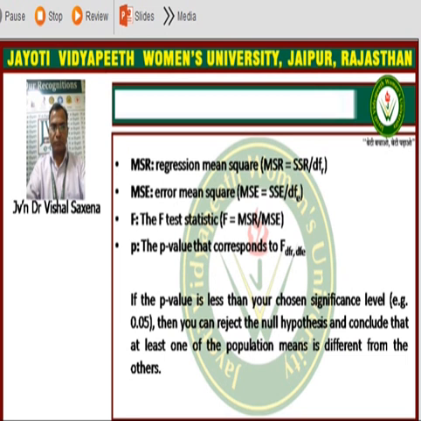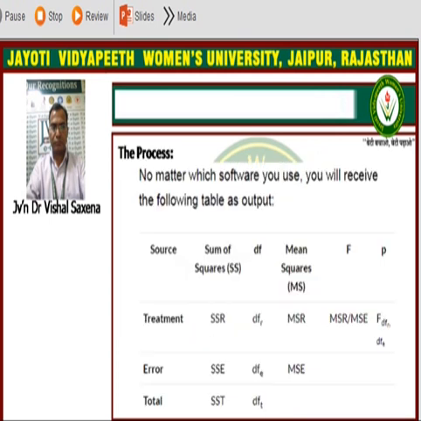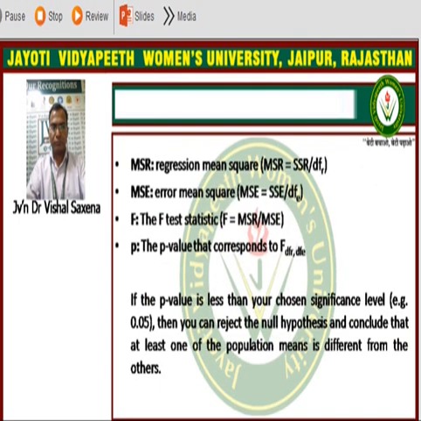MSR means regression mean square. We have seen in the table previously where MSR and MSE are given for the mean squares. MSR, the regression mean square, is equal to SSR upon DFR, and MSE is the error mean square, equal to SSE upon DFE.